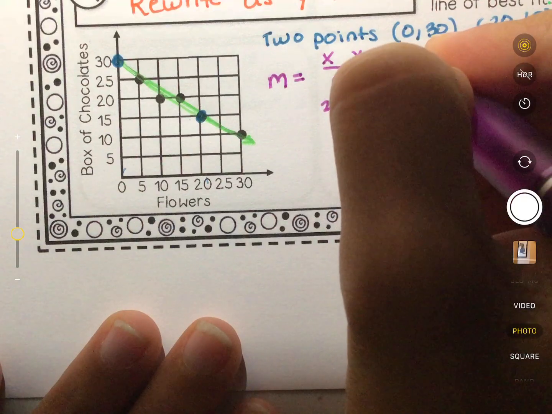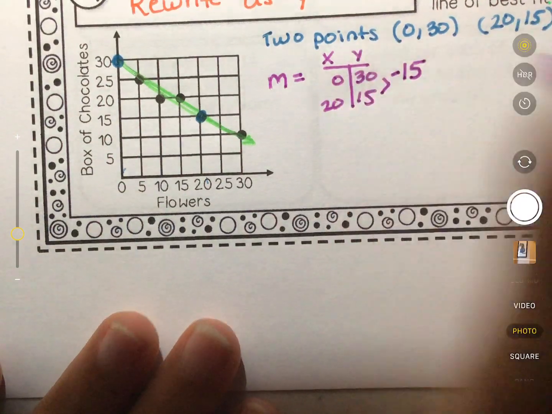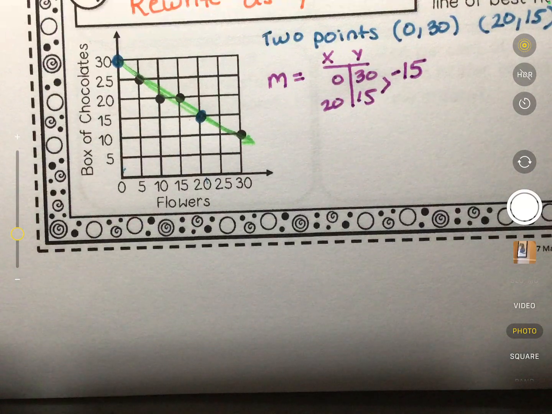Subtracted. How much? Anybody know? By 5? Almost. We subtracted by 15. Oh, sorry, I thought we were doing the 20 and 15. Sorry. No, so the change in y's, yeah.